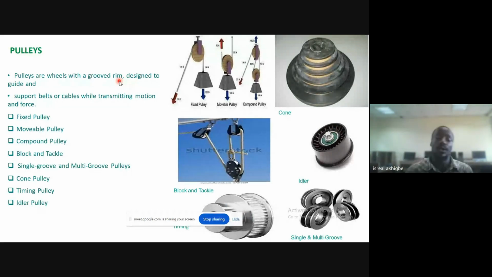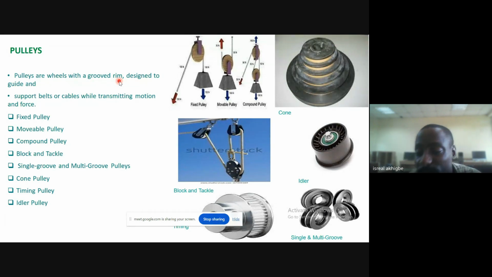Remember I already said that you have the V belt, that is the conventional type. Let's consider the V belt as the male, which is to mate properly in the groove of the pulley, which is like the female. So the pulley's groove allows the V belt to be inside, so that it can sit properly and be guided, so it doesn't go off track. When it's rotating, taking motion from the driver to the driven, it doesn't skid off. That's one of the reasons for the groove. It also provides contact surface area to allow friction to transmit motion, and supports belts or cables while transmitting motion and force.